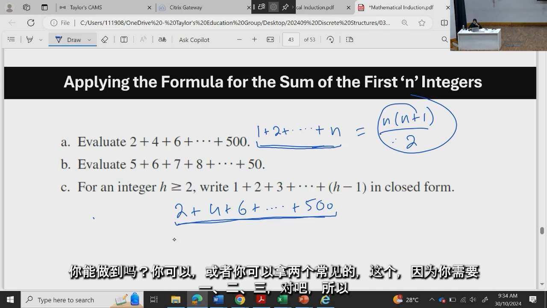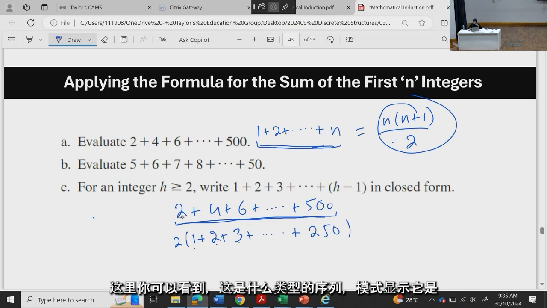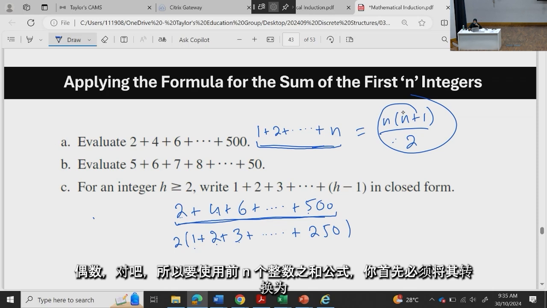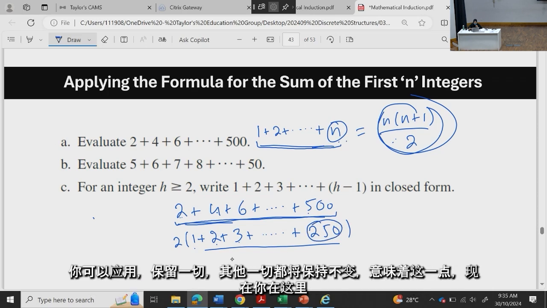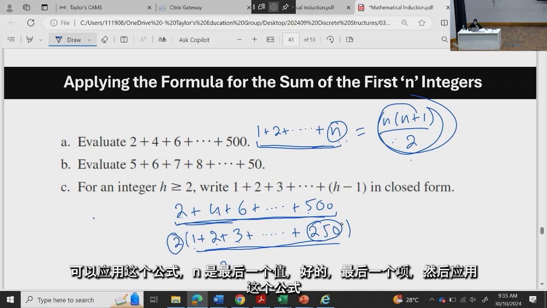You can take 2 common, because you need to have 1, 2, 3, right? So here you see this is what type of sequence it is. The pattern shows you that it is a sequence of sum of even integers, right? So to use the sum of first n integers formula, you first have to convert it into that. Then you will identify the nth value, means the upper limit. Here this is the n, and after that you can apply, keep everything else the same, and now here you can apply this formula. N will be the last value, the final term, and apply this formula over here.